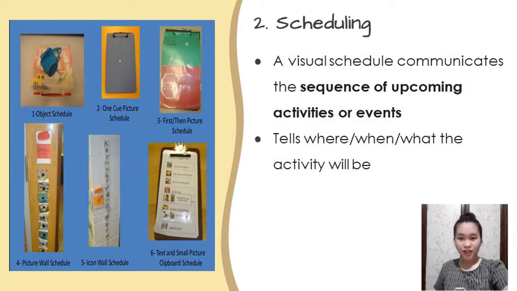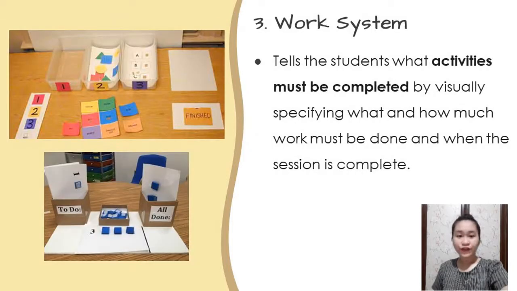Next is the scheduling. A visual schedule communicates the sequence of upcoming activities or events through the use of objects, photographs, icons, and words, or a combination of tangible supports. It tells a student where he or she should be, when he or she should be there, and what the activity will be. After the scheduling, we have the work system.